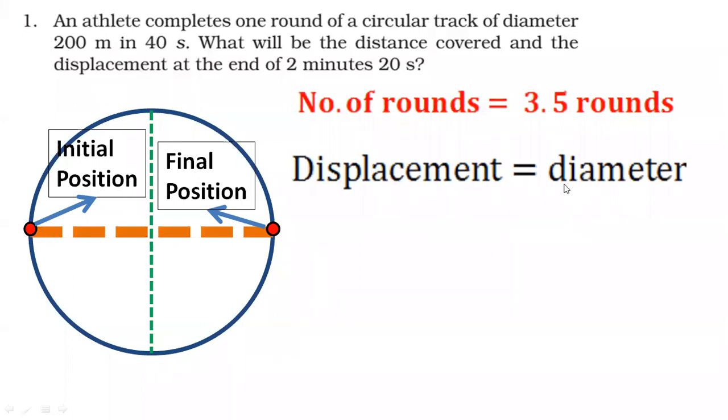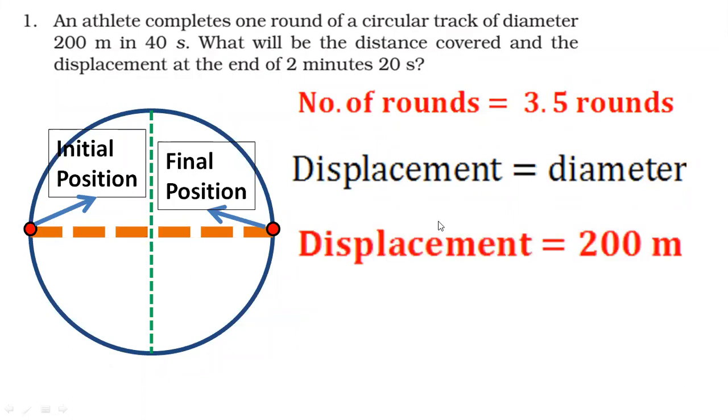So displacement in this case is the diameter, because you can see we are joining the two ends passing through the center, so that means it's a diameter, and that diameter length is already given. What is the value? 200 meter. So displacement in this case would be how much? 200 meter. Okay? The answer is very simple for displacement. Understood this? How to calculate distance and displacement? It will take some time for you to calculate distance, but displacement is very simple.